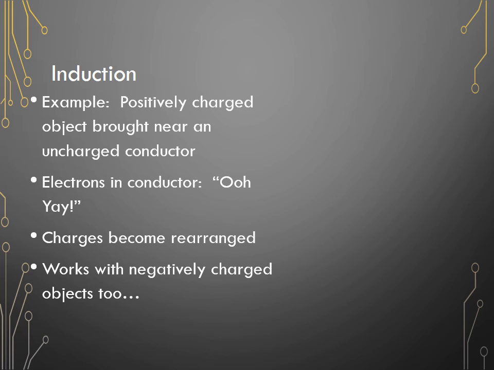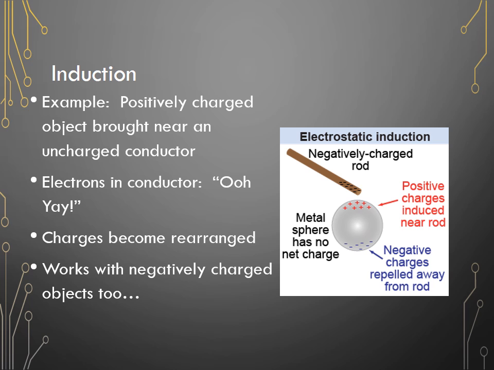Now, this works with negatively charged objects too, and I happen to have a picture in that circumstance. So here you'd have a negatively charged rod, like a Teflon rod, and so all the electrons in this case run away. The metal sphere still has no net charge, but it's now essentially become polarized. So if you then divided this sphere, you could actually then create an object that has been charged.